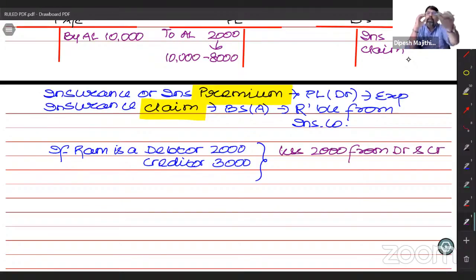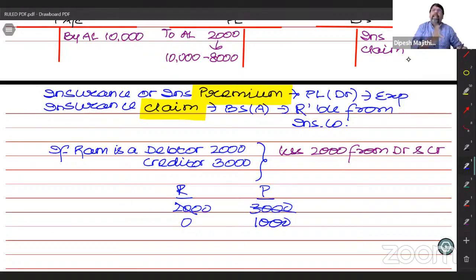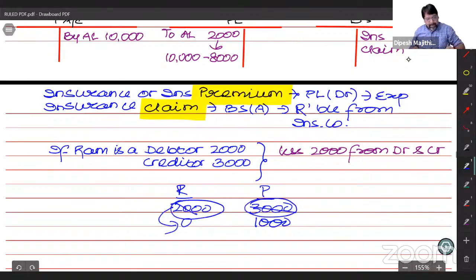Correct? Why? Because if 2000 is receivable and 3000 is payable, ultimately we are supposed to pay 1000. So receivable was 2, payable was 3. Ultimately 2 will become 0 and 3 will become 1. That means 2000 you have subtracted from both debtor as well as creditor. So the lower of the amount should be subtracted from both debtor as well as creditor, chartered. Am I clear? Yes.